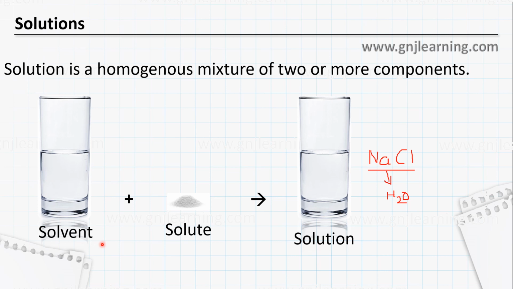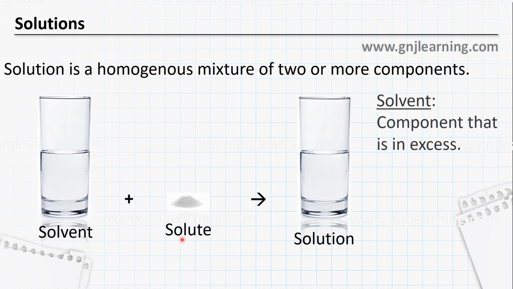Clear? So we have solvent, we have solute. Before mixing, solvent and solute can be in their pure form, and when you mix them, you will get a solution. How can you differentiate between solvent and solute? The definition for solvent is the component that is in excess. If you take salt and water, you will take excess of water. This is in terms of number of moles. If you compare the number of moles between the two components being mixed, the one with the higher number of moles is called the solvent.